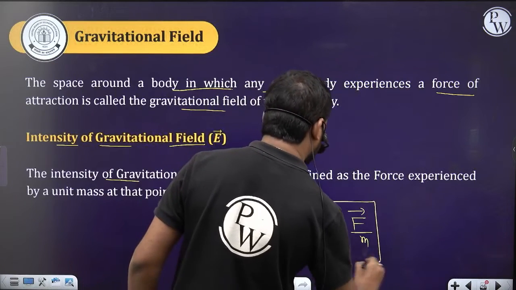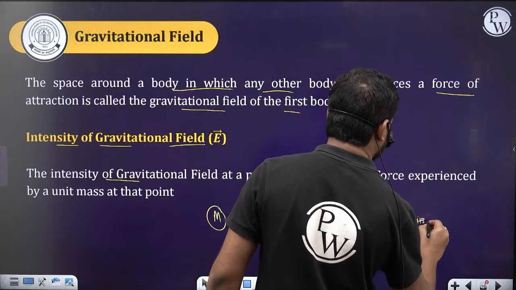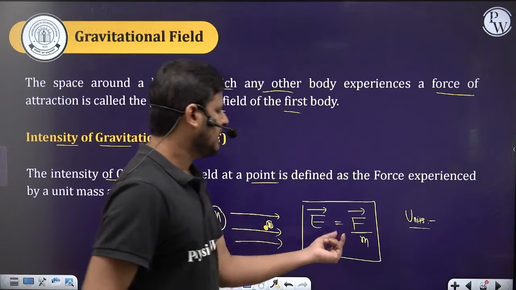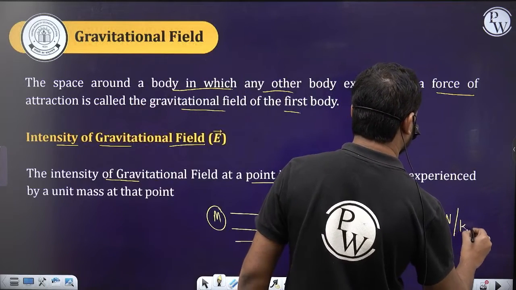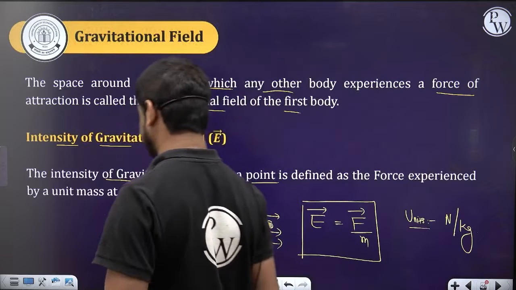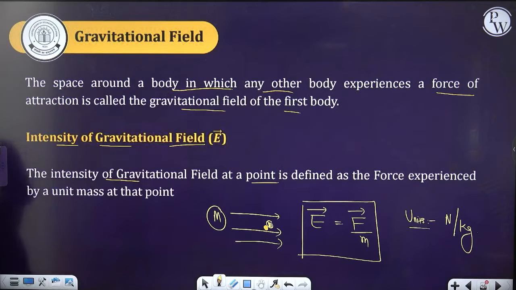Okay, so what are the units now? The force is Newton and mass is kg. So Newton per kg. Understood everyone? So note that point.